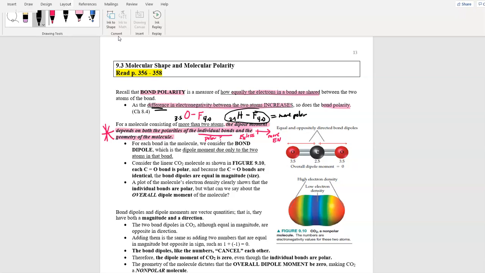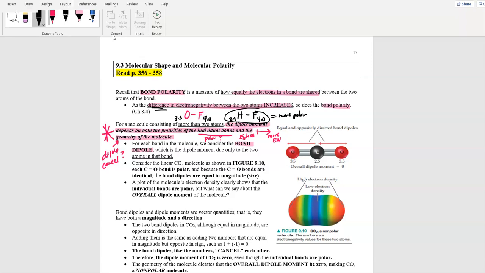And the geometry. What's going to happen is this thing called dipole cancellation. Do the dipoles cancel out according to the geometry of the molecule? So depending on the shape, linear, bent, trigonal planar, pyramidal, what type of shape is it producing, and will the dipoles cancel out? So for each bond in the molecule, we have to consider the bond dipole, the dipole moment due only to those two atoms in the bond.